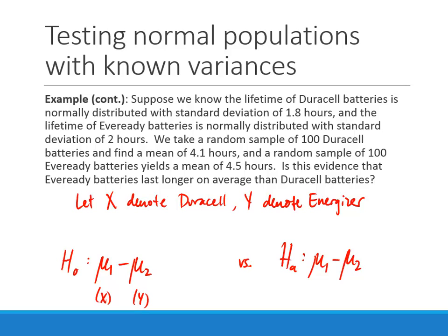So again, the question that I have is, is this evidence that the Energizer batteries last longer on average than the Duracell batteries? So what should go in my alternative hypothesis? Less than zero. Nice. Yeah. So my question says that the Energizer, or the samples of Y, last longer than the samples of X. So that means mu2 would be bigger than mu1. Okay, and then I'll just set mu1 minus mu2 equal to 0. So I'm comparing the average lifetime of these batteries.